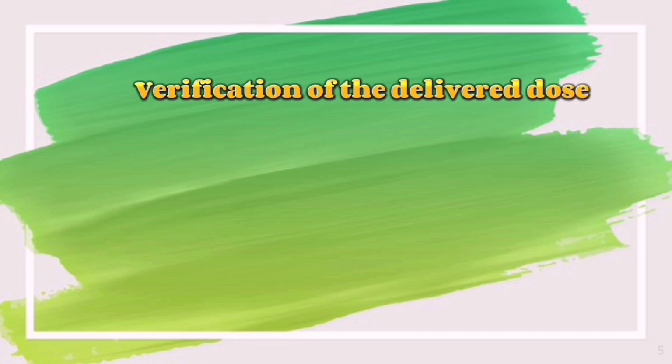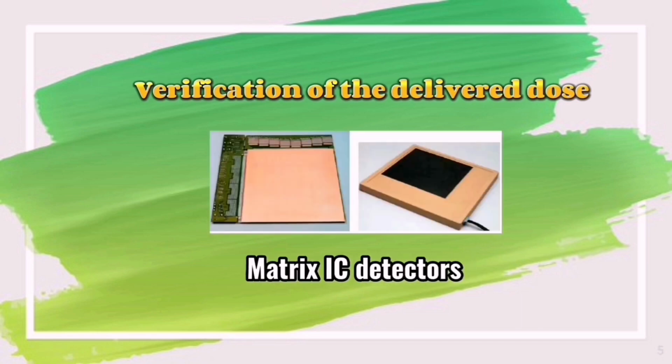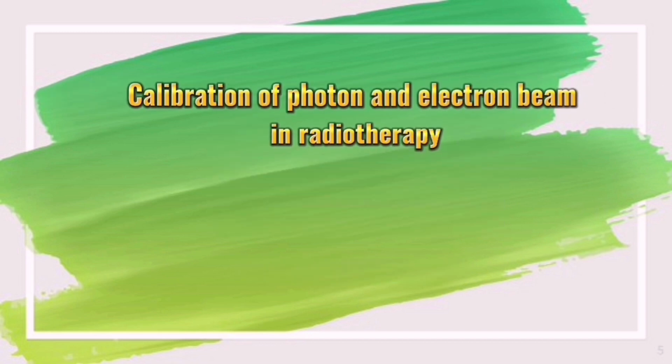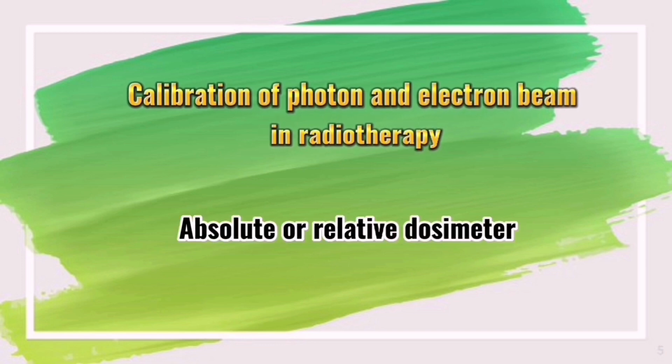A matrix IC detector will be used. It measures the ionization from one point to another and then it will be converted to a grayscale image of 256 x 256 pixels. The detector will be attached to the linac arm. IC is also commonly applied for the calibration of photon and electron beams in radiotherapy. It can act as an absolute or relative dosimeter.